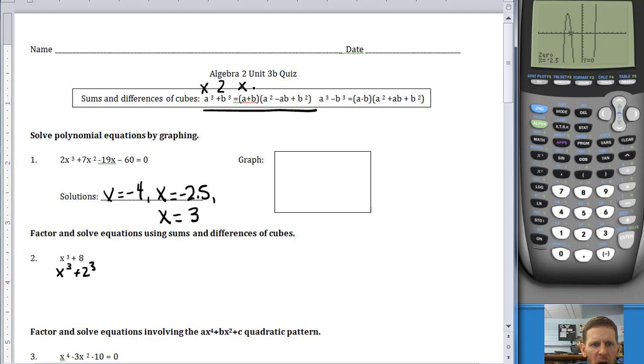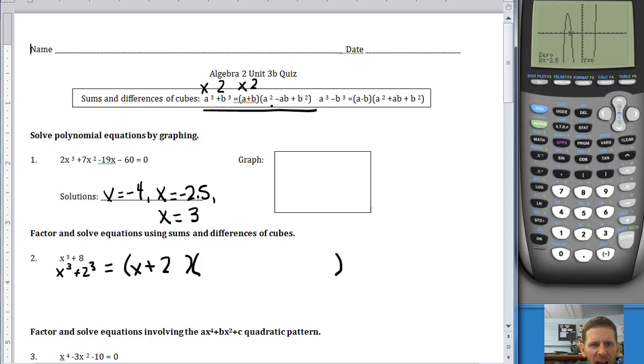So if you want to replace all the a's with x's and all the b's with 2's, you could do that. So what this is going to look like when we factor it is one thing in parentheses here, and then a bigger set of parentheses over here. The 2 things we're cubing are x and 2. That's going to go in the first set of parentheses with a plus sign. In the next set of parentheses, we're going to go a squared.